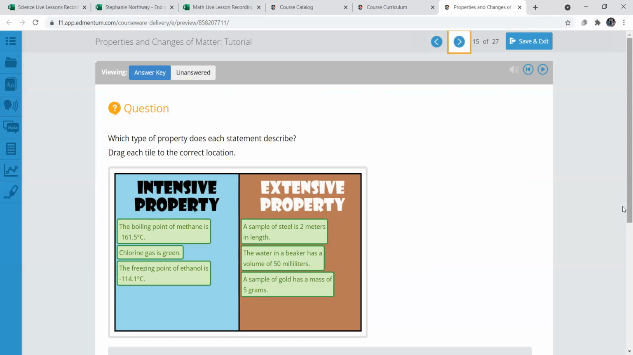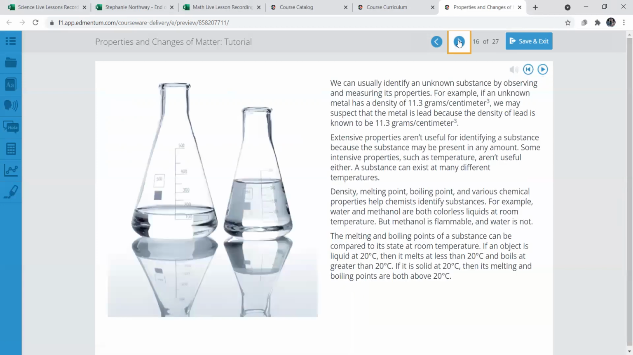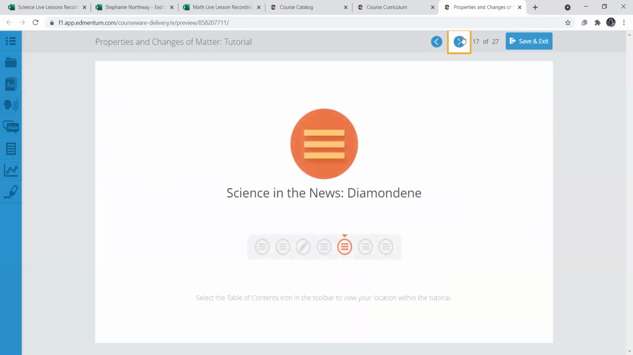So that would change. A sample of gold has a mass of 5 grams. Well, what if you get a sample that has 4 grams? So see, it can change. All right, well, this just talks about extensive properties, density, stuff like that. Let's go to the next part.